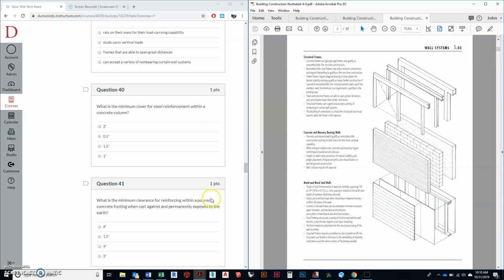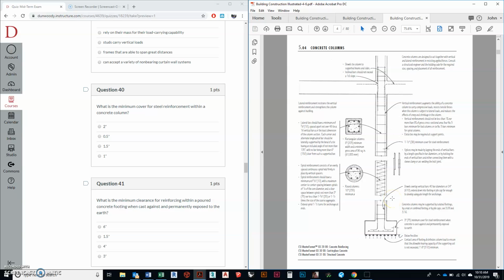What is the minimum cover for steel reinforcement within a concrete column? This is just a good rule of thumb to know. You can look at that and see right there is that minimum cover, 1.5 inches. Usually in concrete speak, we'll sometimes say 2 inches, just because the diameter of the bar can sometimes be 1/2 inch, and sometimes it's confusing to people when we say clear, if that's clear to the middle of the bar or not. But 1.5 inches is the minimum clear. That we mean is to the edge of the reinforcing bar.